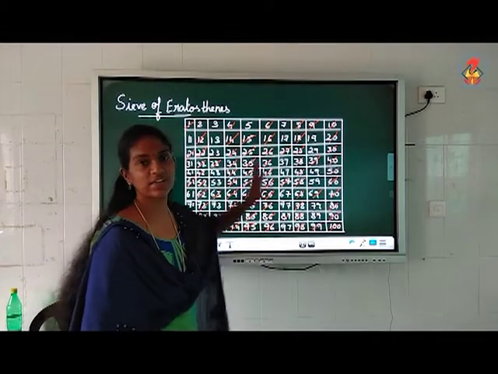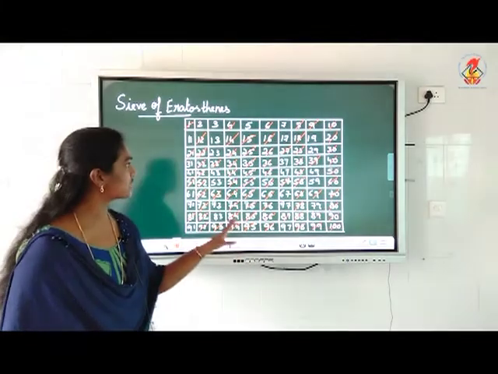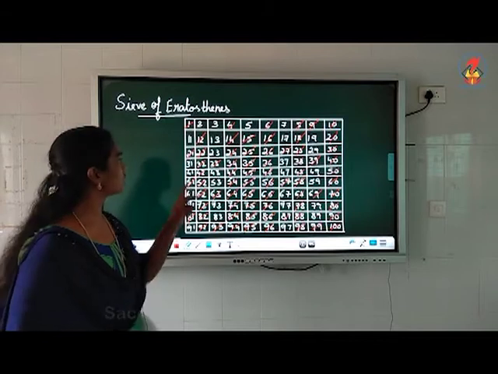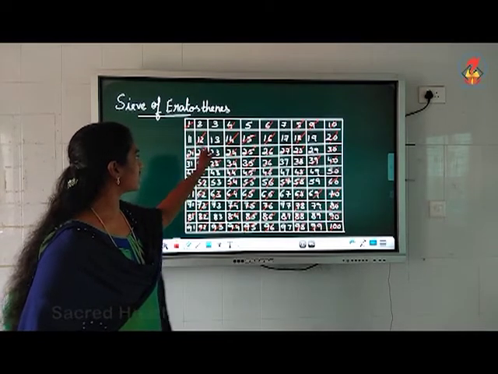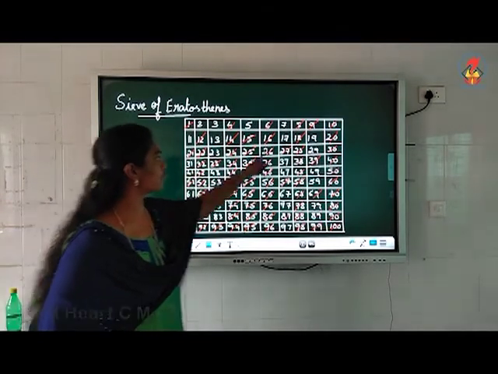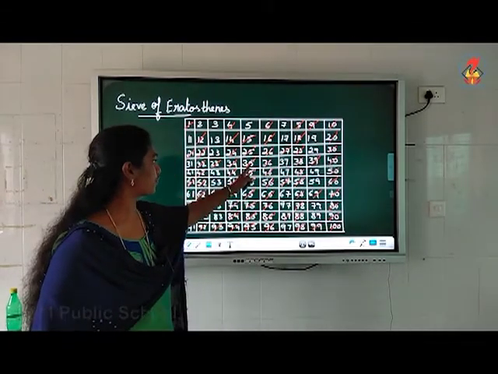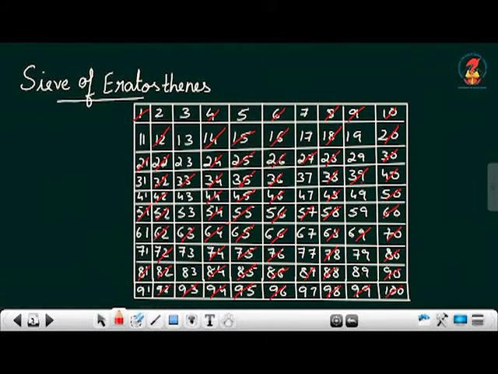Then what is next? 7. 7 is a prime number. Leave 7, cross out the multiples of 7. 7 2s are 14. 7 3s are 21. 7 4s are 28. 7 5s are 35. 7 6s are 42. 7 7s are 49, it is not crossed out. Cross it out.